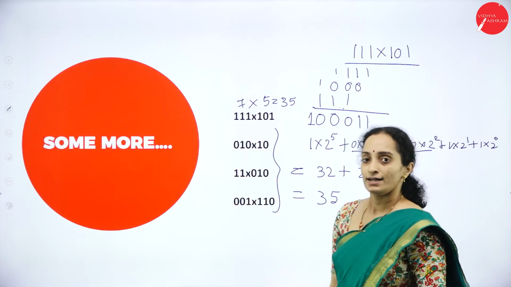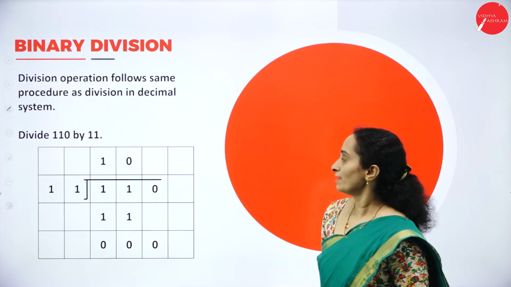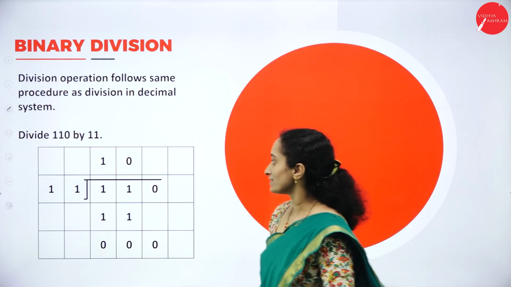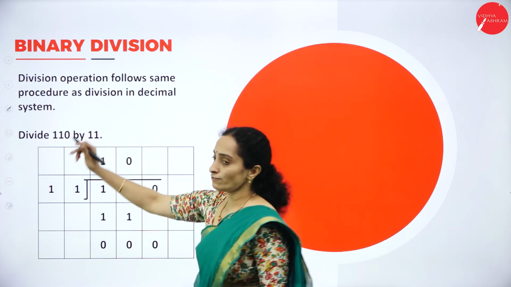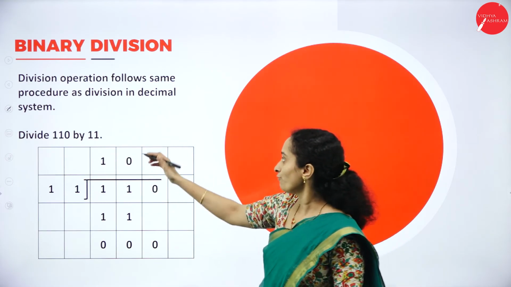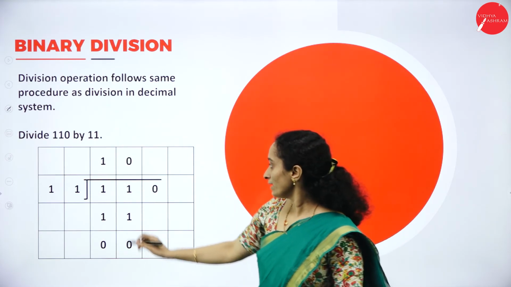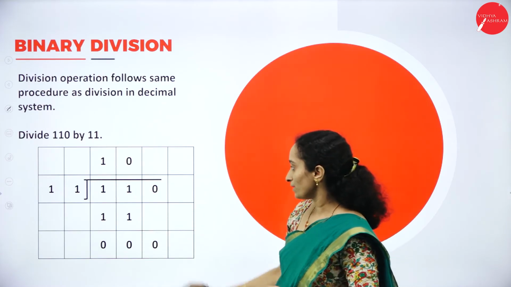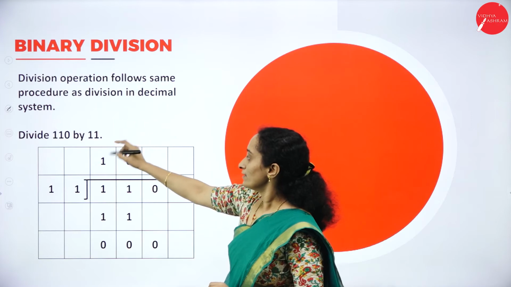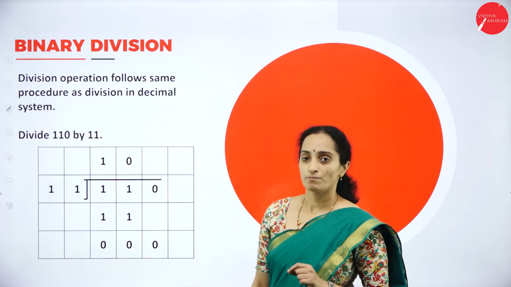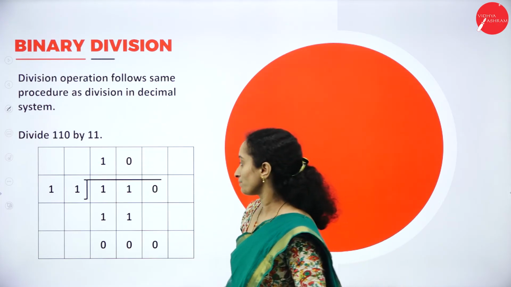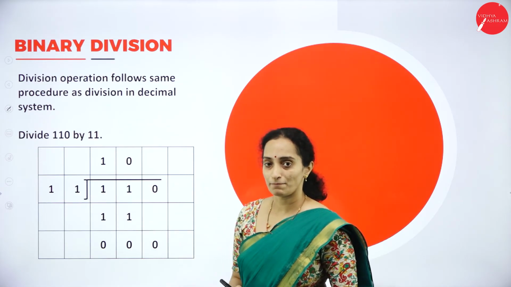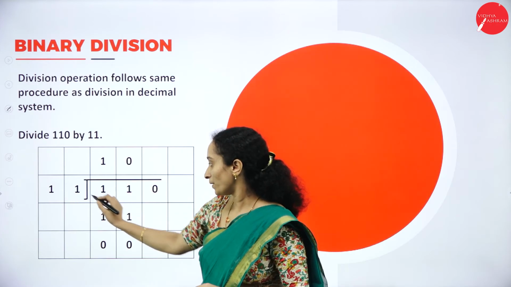Okay. Next comes binary division. How do you perform binary division? The division operation follows the same procedure as that of the decimal system. When you divide, you can perform the operation. Suppose you have to divide 110 by 11. How can you perform it? Take the first two numbers, 11.